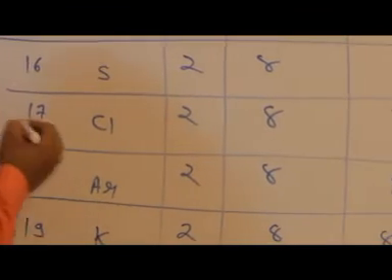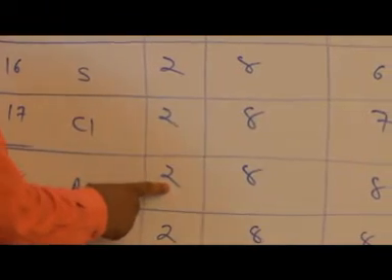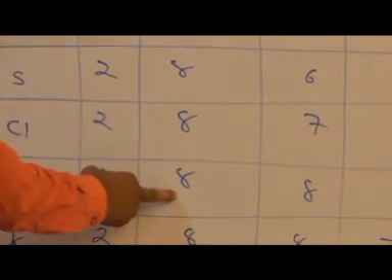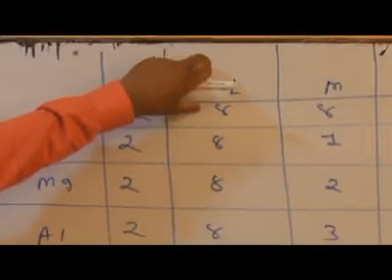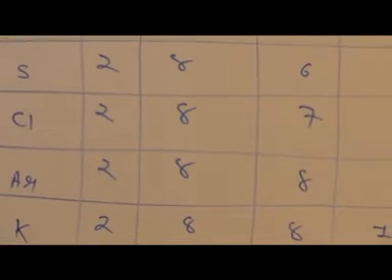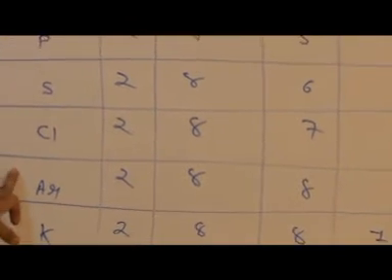Look here, this is the electronic configuration of argon. How many electrons are arranged in the K shell? 2. How many electrons are arranged in the L shell? 8. And how many electrons in the M shell? 8. It means the electronic configuration of argon is a noble gas configuration, because the shells are fully filled with electrons. Look here, 2, 8, 8. Now more than 8 electrons cannot be arranged in this shell.